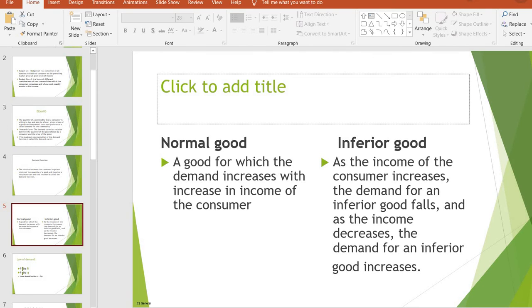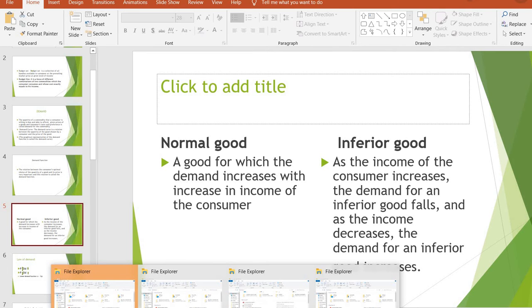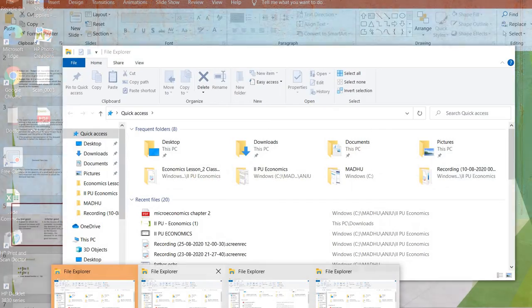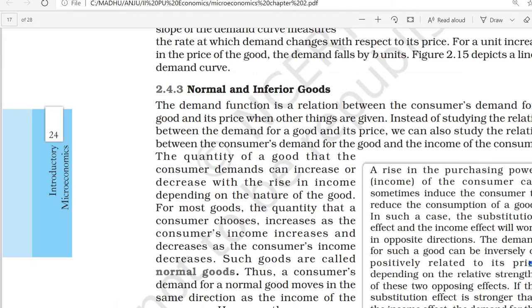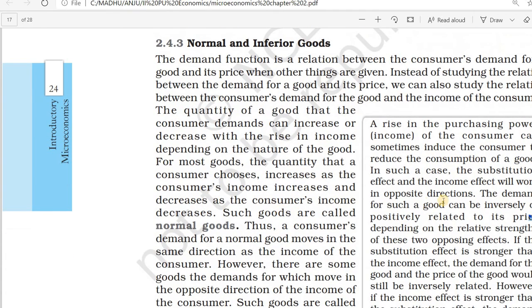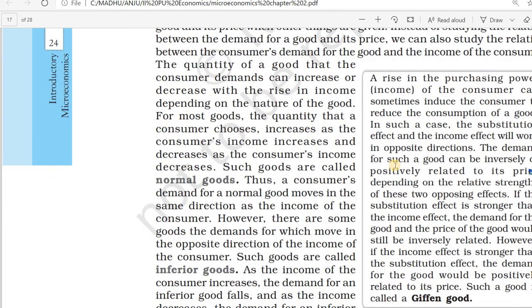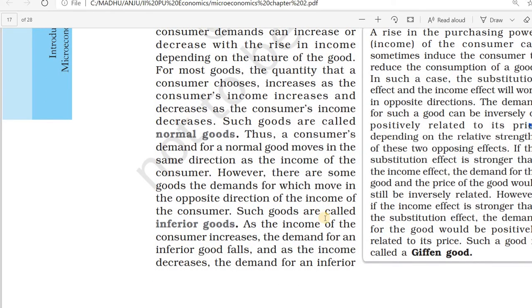Okay, then what is normal goods? Normal goods means when the income increases, consumer will buy more quantity of such good. That one is the normal goods. Then a rise in the purchasing power of the consumer can lead to more consumption of a good. In such cases, substitution effect. We already studied what is substitution effect. If income of the consumer increases, then automatically normal goods demand also will increase.